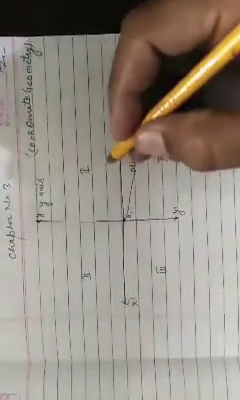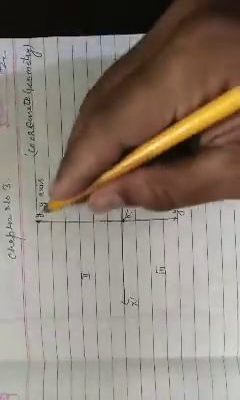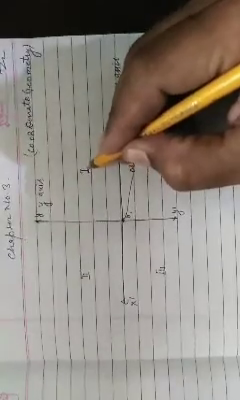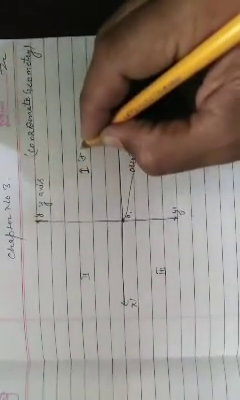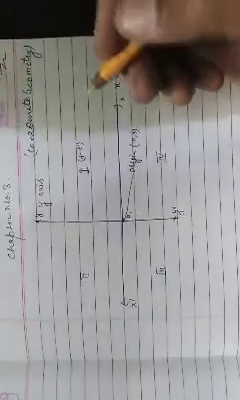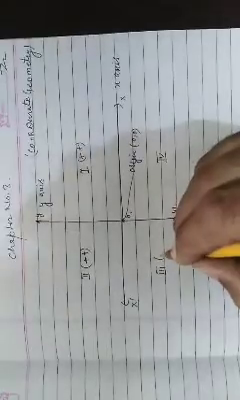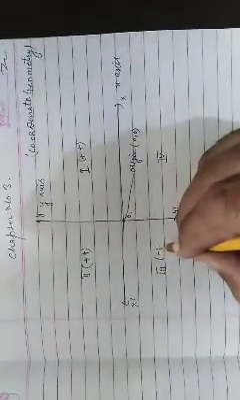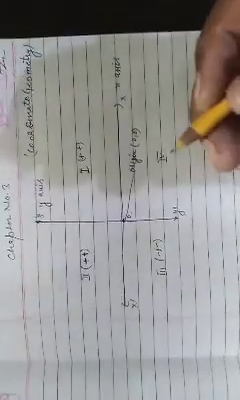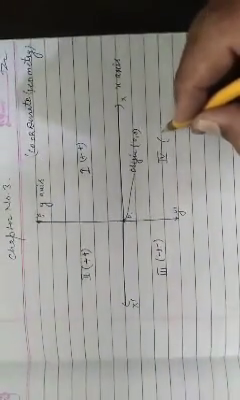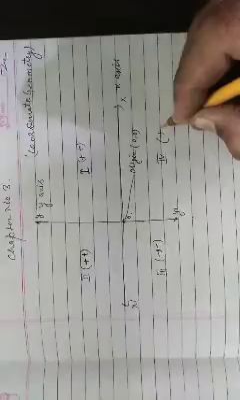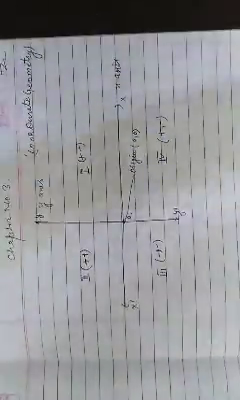Now we see the plane is divided into 4 quadrants. First quadrant, where x is positive and y is also positive. Second quadrant, x is negative, y is positive. In the third quadrant, x and y are both negative. In the fourth quadrant, x is positive and y is negative.